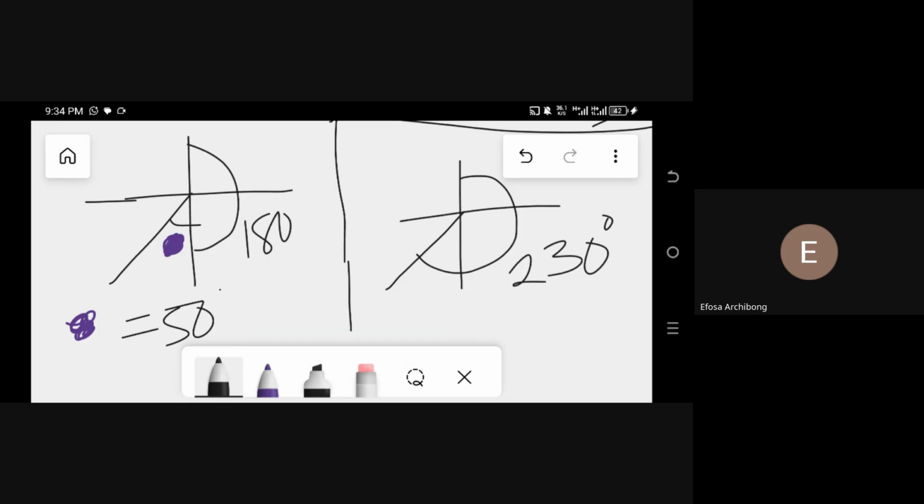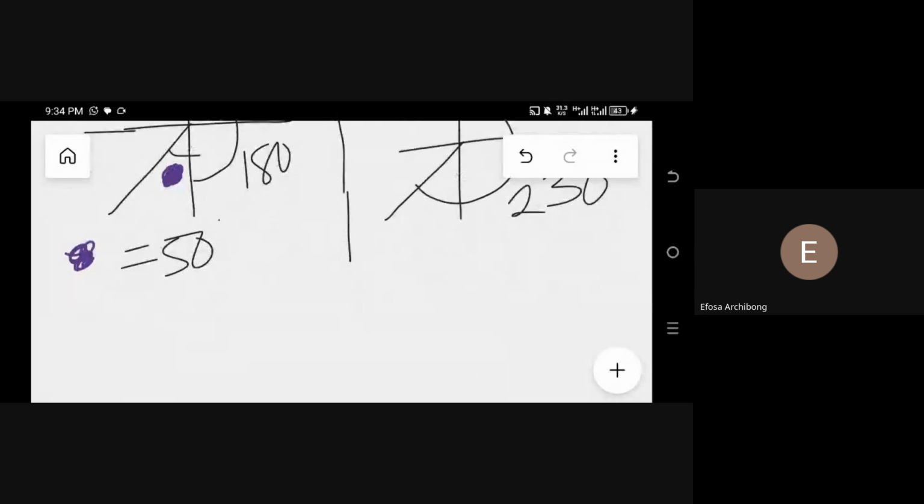Because the first quadrant, the second quadrant is 90. Then this third part, for it to complete 230, you have to have 50. Yes, that's correct. So for it to complete 230, it means they added an extra 50 degrees.